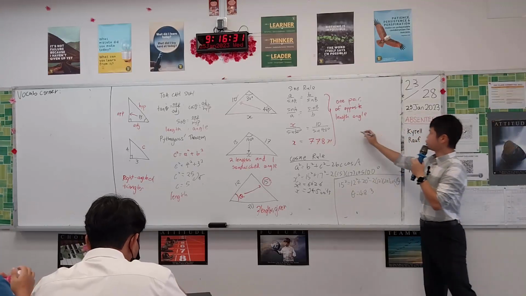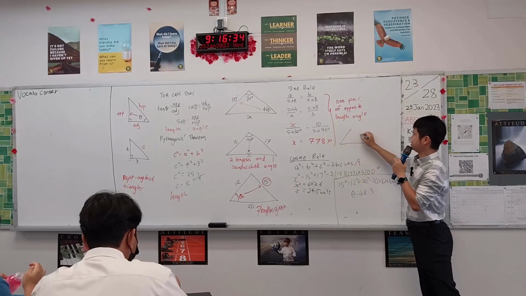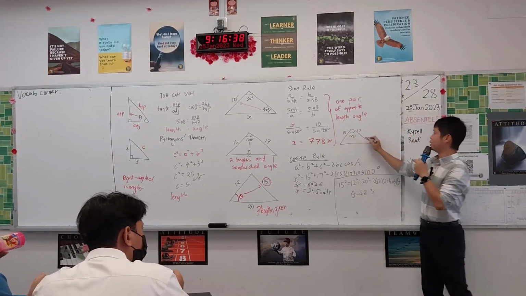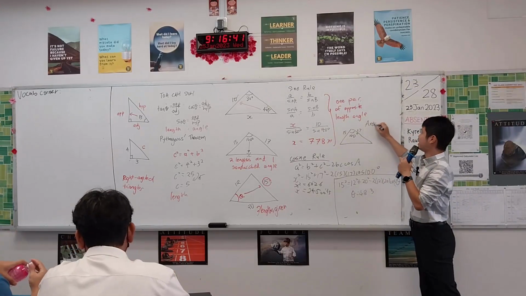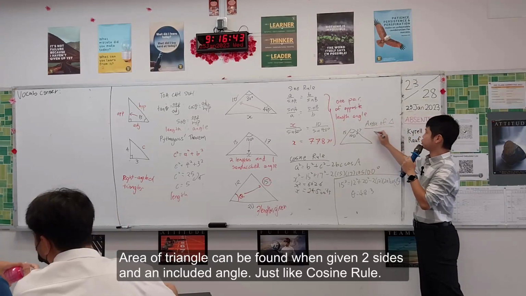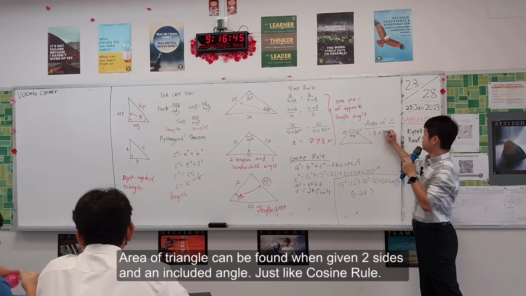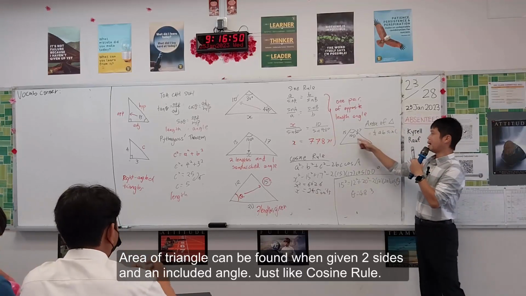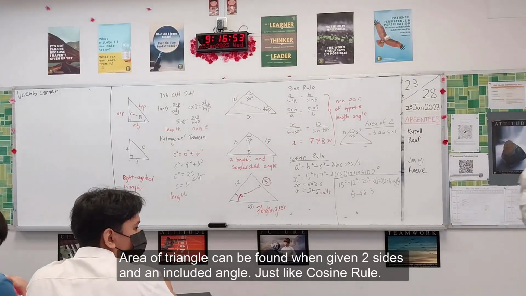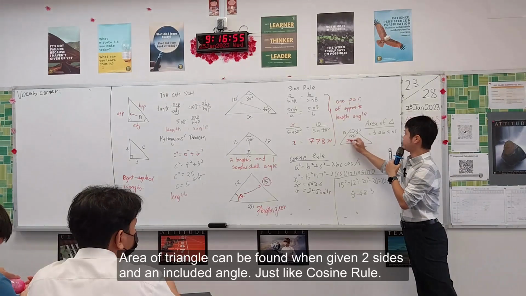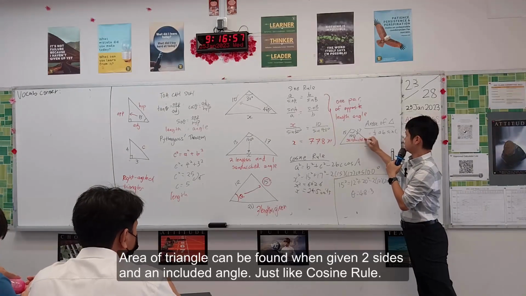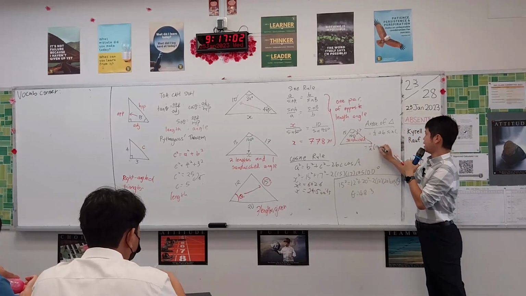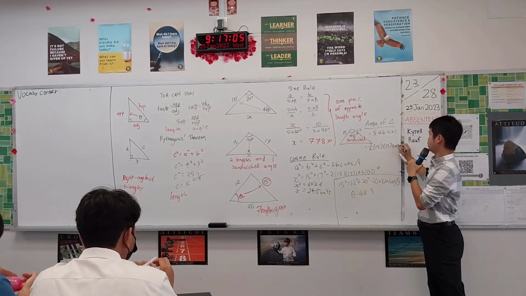Now, when a triangle is sandwiched like this just now, 15, 17 and 100, we have one last formula, which is area of a triangle equals to half AB sine C. So this is the easiest to apply. You apply it when you have 2 lengths and a sandwich included angle. So we will have half times 15 times 17 sine 100.